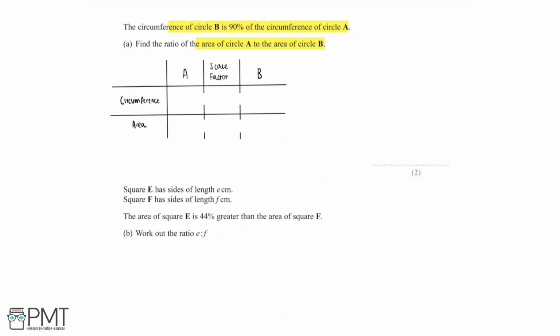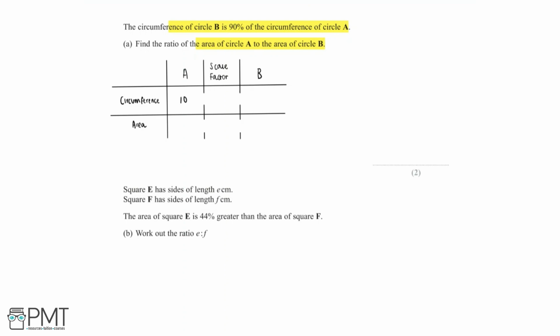Now there are different ways to approach this question. We could do this with algebra, or we could do this with numbers. We're going to try doing this with numbers, because numbers can be easier to understand. Well, now let's imagine that the circumference of circle A is equal to 10.